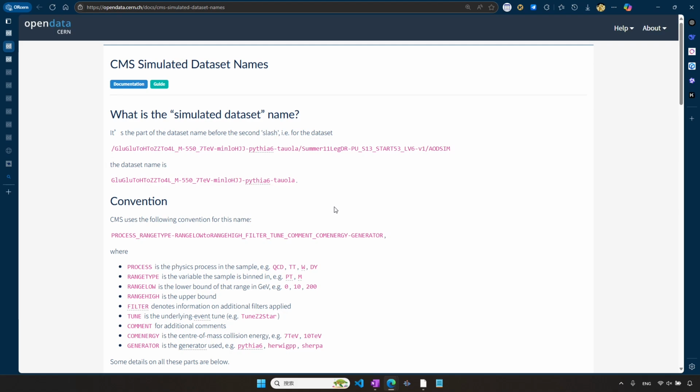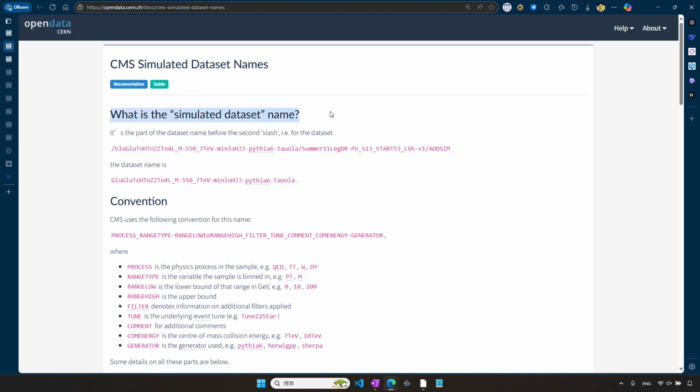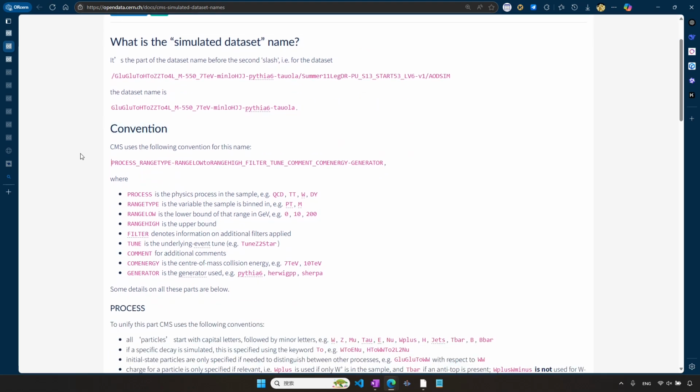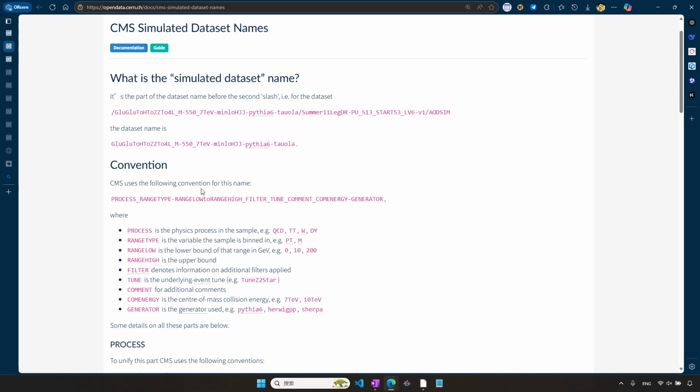The file name is separated as we can see on the page. First we talk about simulated dataset names. Here is a file example. We just look at the titles and the big character part. The file name can be described by the convention.